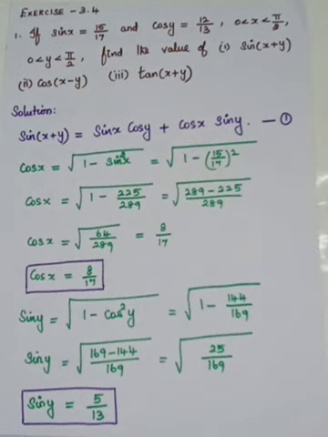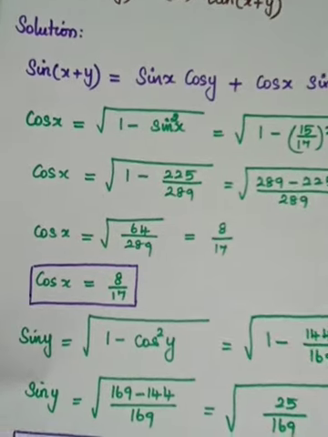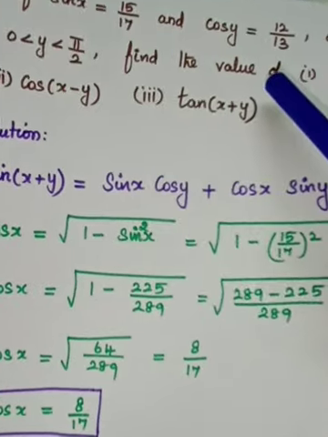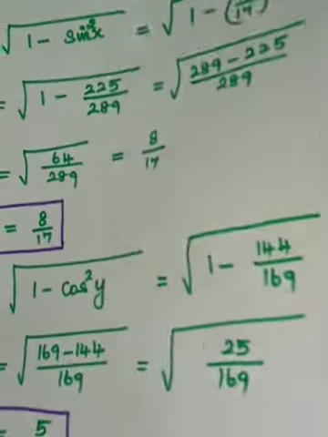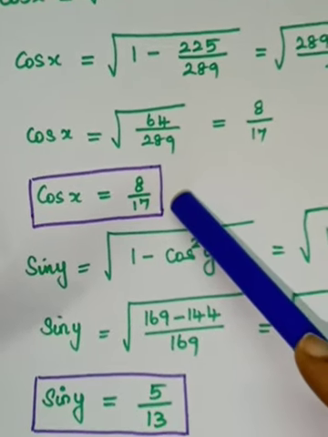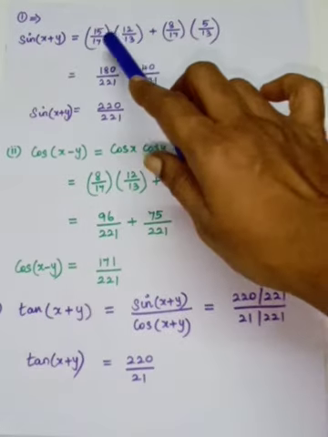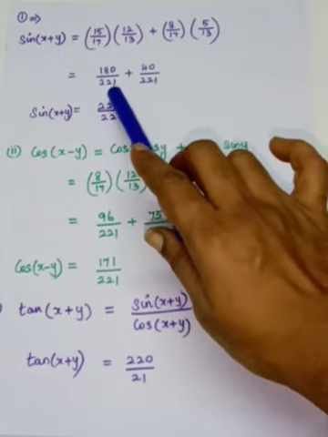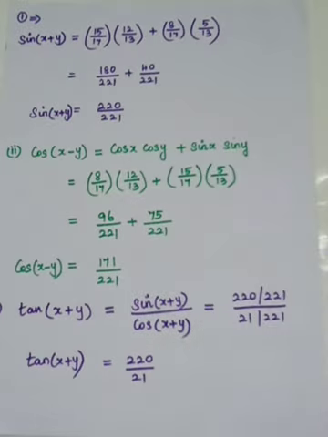You are going to substitute in the first identity. What is sin x? It is given in the problem, that is 15 by 17. And cos y is 12 by 13. So 15 by 17 into 12 by 13. And the remaining two results we have found: cos x is 8 by 17 and sin y is 5 by 13. So it has to be substituted. When you multiply, it is 15 into 12, 180, divided by 17 into 13, 221. Here 40 by 221. So when you add, you will get 220 divided by 221.